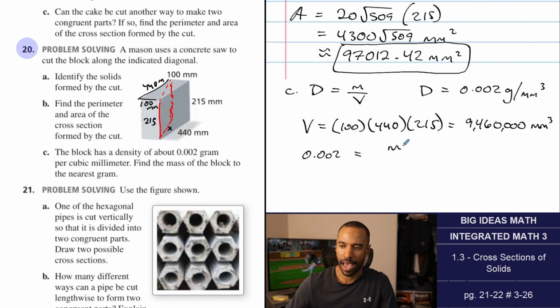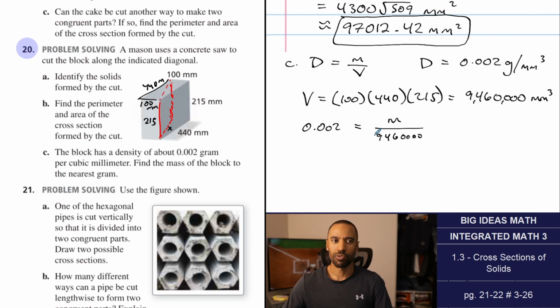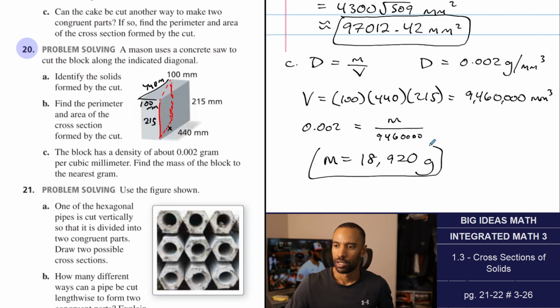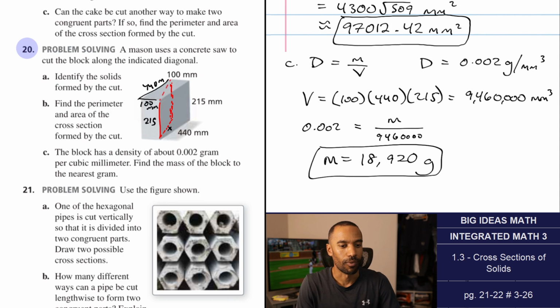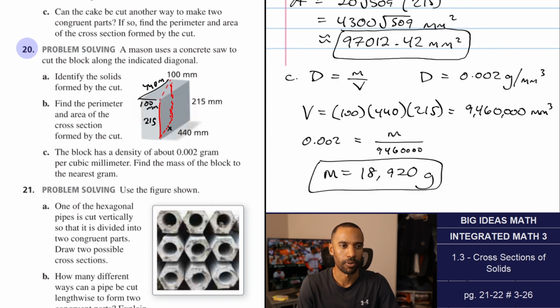So 0.002 equals mass over that. So we multiply both of those things together to solve for mass. So that times 0.002, and you get 18,920. Mass is 18,920 grams of block, right? That's what they want, to the nearest gram. That's just the whole number. 18,920 grams of concrete block.